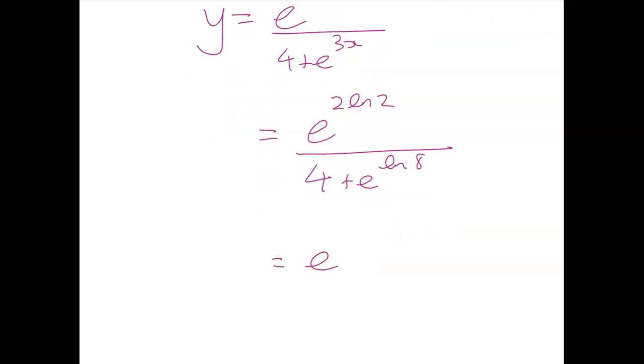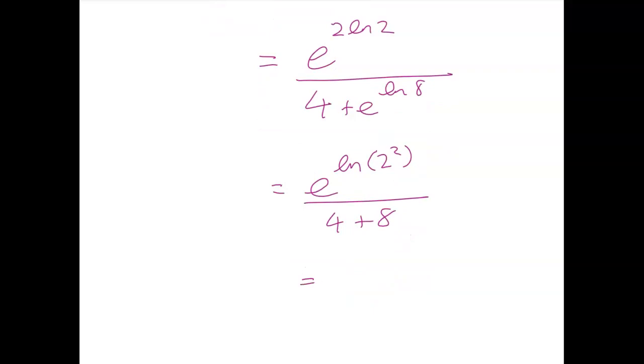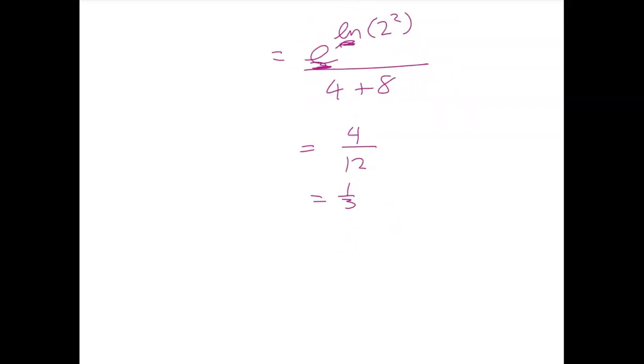And e to the power of 2 log 2 is equal to e to the power of the log of 2 squared, over 4 plus 8. The exponential undoes the natural log, so we've got 4 over 12, which is equal to 1/3. So the final answer for this question is the stationary point is at natural log of 2 and 1/3. Okay, thanks for watching. I'll do the other questions shortly.